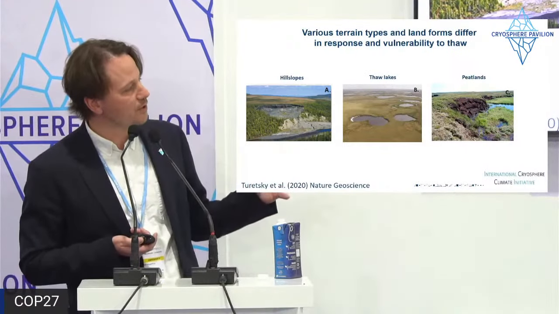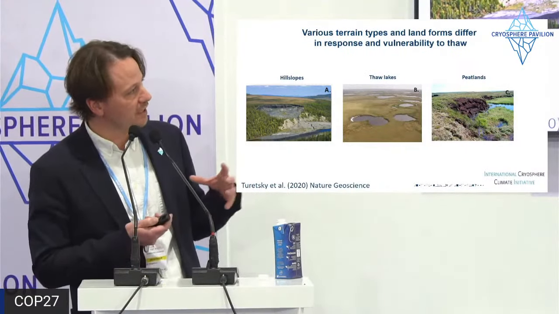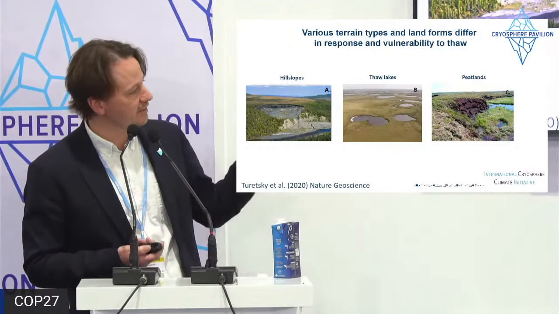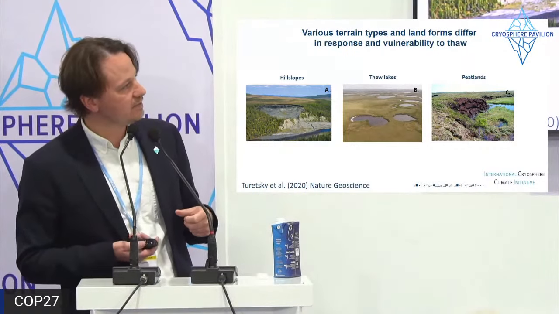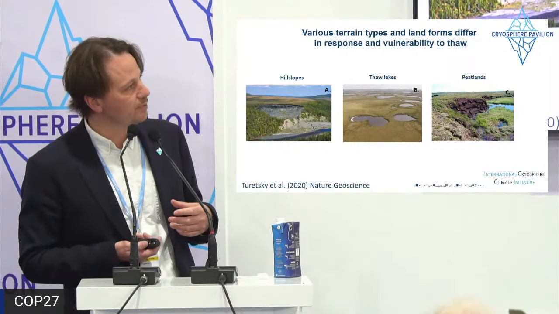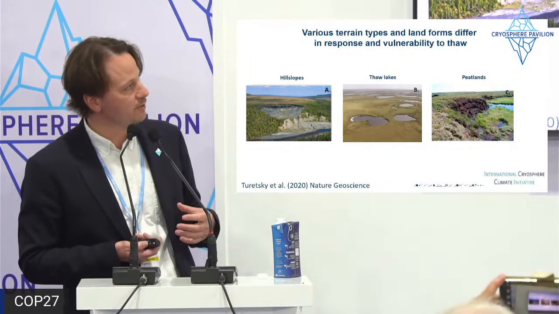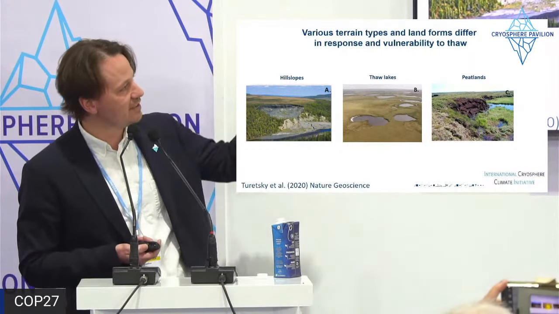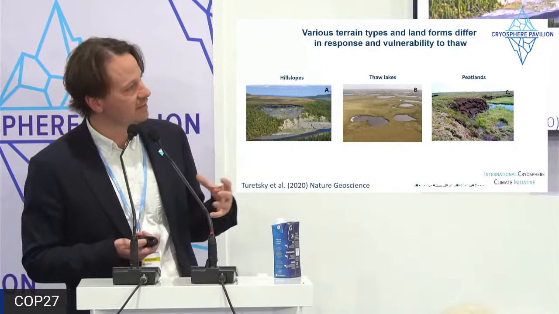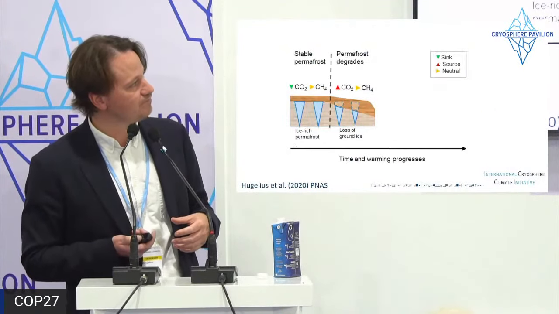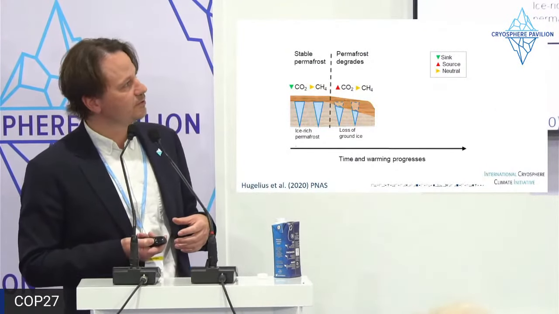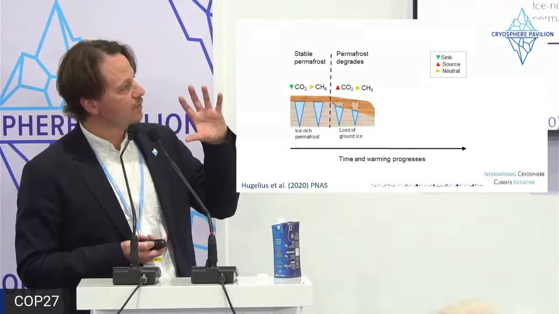There are different types of abrupt thaw that have been lumped together and upscaled in this paper from a couple of years ago now, which gives an overall view of the emissions associated with abrupt thaw landforms. You have hill slope failure, thaw lakes, and peatlands that thaw and give you different trajectories of these local abrupt tipping points. And this is trying to summarize what happens over time.